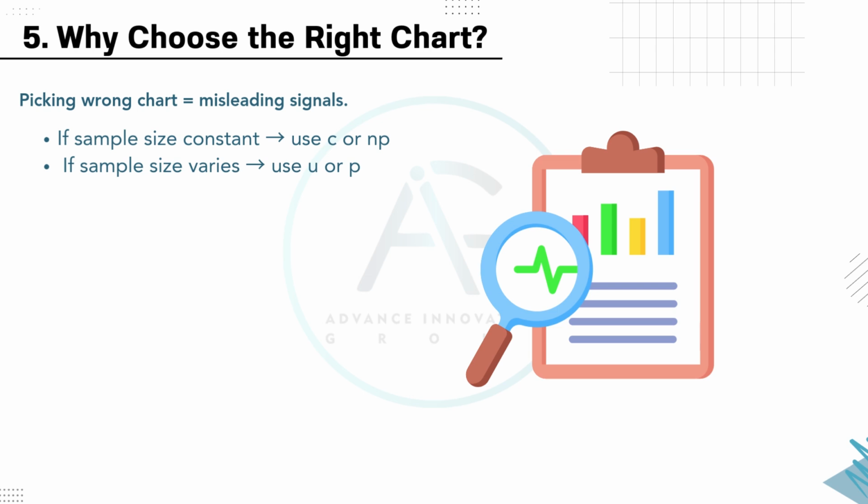If your sample size is constant, use C chart or NP chart. C chart for defect counts, NP chart for defective units. If your sample size varies, use U chart or P chart. U chart for defects per unit, P chart for proportion defective. Making this distinction ensures your analysis is valid and trustworthy. The right chart type reveals the truth about your process performance, while the wrong one can hide it or distort it. So, the key message is, let your data type and sample behavior dictate your chart choice.